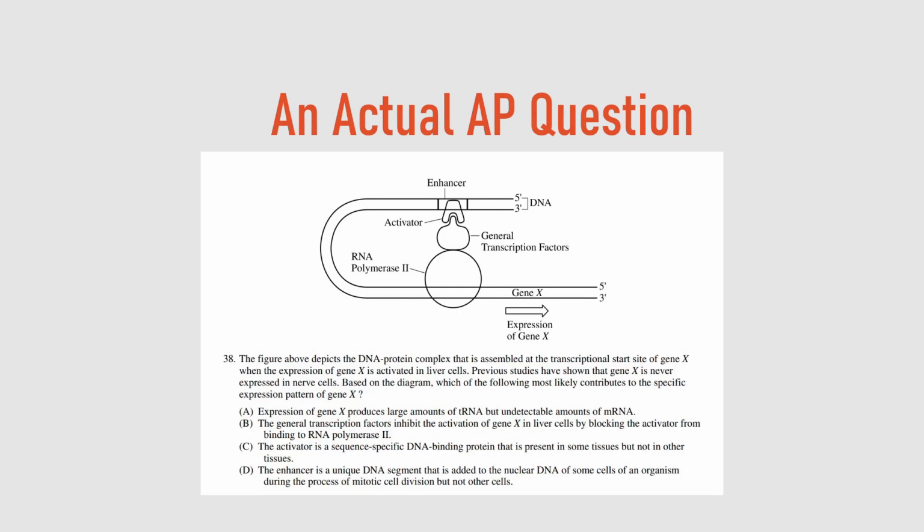Once again, we have encountered yet another actual AP question, which focuses on the expression of genes. The figure above depicts a DNA-protein complex that is assembled at the transcriptional start site of gene X when the expression of gene X is activated in liver cells. Previous studies have shown that gene X is never expressed in the nerve cells. Based on these diagrams, which of the following most likely contributes to the specific expression pattern of gene X?